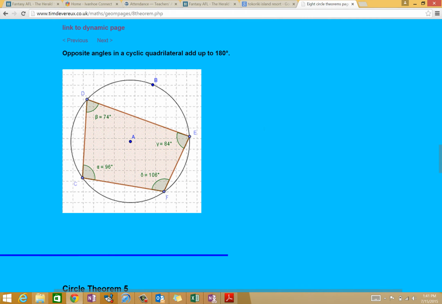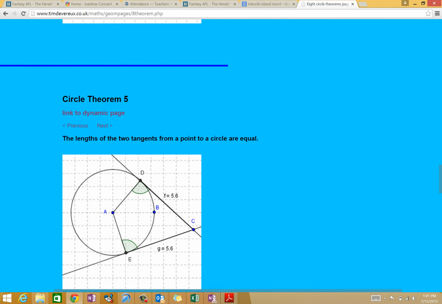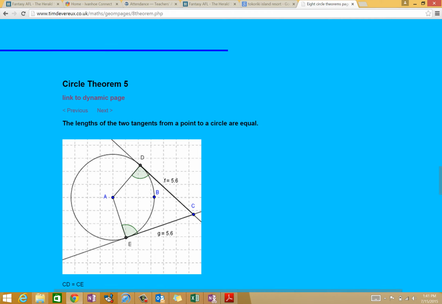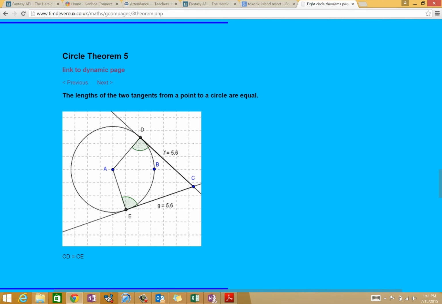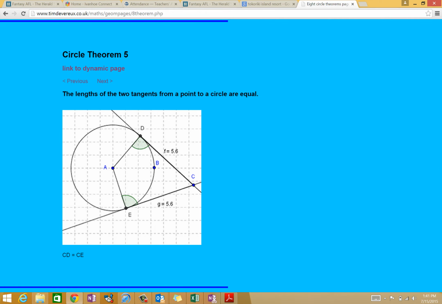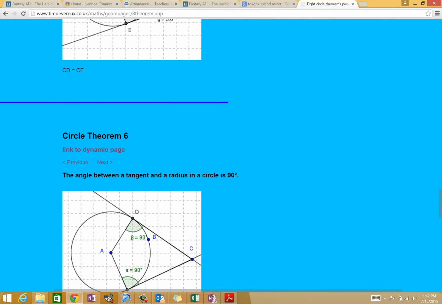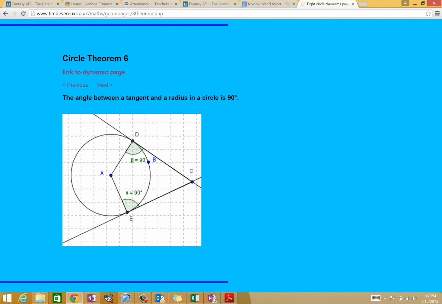Beautiful. Now, circular theorem 5. Then we start getting a little bit harder. The 2 tangents from a circle are equal. Okay, so if I draw this line, can you see here that the line EC is the same distance as DC? Okay, so we're going to go through these in more detail, but I just wanted to show you the angle between a tangent and the radius of a circle is 90 degrees. A tangent is always 90 degrees, is it not?